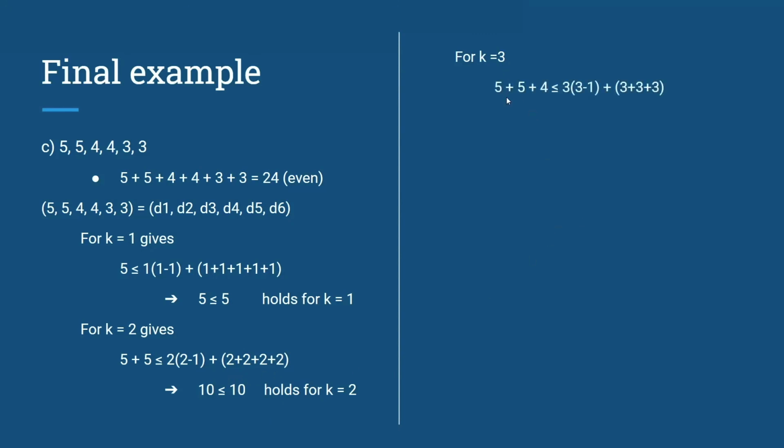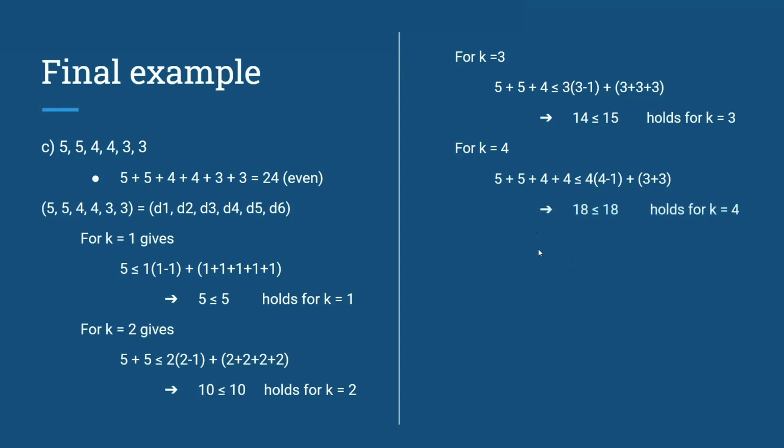As we can see, 5 plus 5 plus 4 is less than or equal to 3 times (3 minus 1) plus 3 plus 3, which comes out to 14 is less than or equal to 15, which is also true. Therefore, it holds for k equals 3. Moving on to k equals 4, we get 5 plus 5 plus 4 plus 4 is less than or equal to 4 times (4 minus 1) plus 3 plus 3, which comes out to 18 is less than or equal to 18, and holds for k equals 4.